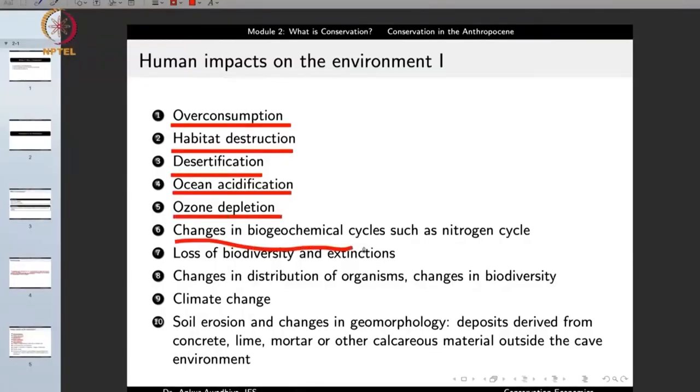Next, we have changes in the biogeochemical cycles, such as nitrogen cycles. Now, biogeochemical cycles are the cycles through which nutrients move through the biological realm of the Earth, which is the biosphere, meaning all the plants and animals. It moves through the geological realm of the Earth, which means that it is moving through the soil. So this is a cycle through which the chemical nutrients are moving through the biological and the geological realms of the Earth. And common examples are things like carbon cycle or nitrogen cycle or phosphorus cycle or water cycle.